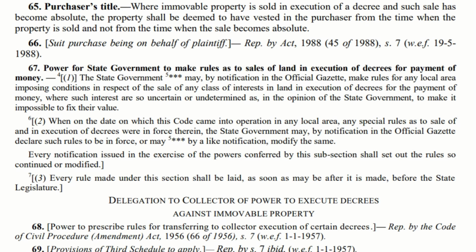There were certain special rules prior to this particular date, that is before 1/1/2023. There were certain rules which were being followed. So now the state government will give a notification in the official gazette saying that these rules are altered or changed or modified or removed or taken as such. So the state government has the power to amend all these things. Let us move to 67 subsection 3. If there is a rule made under this particular section, it shall be laid before the state legislature as soon as may be after it is made.